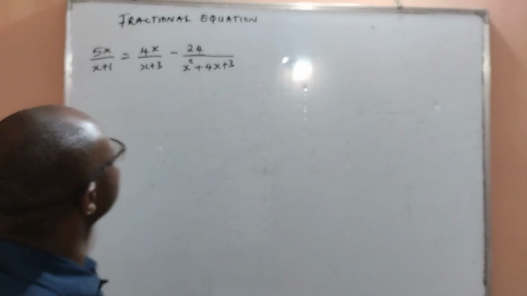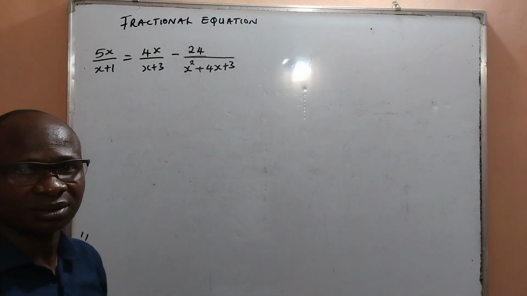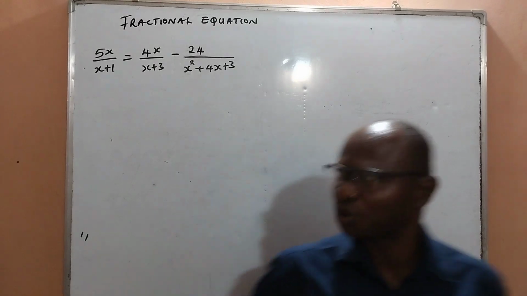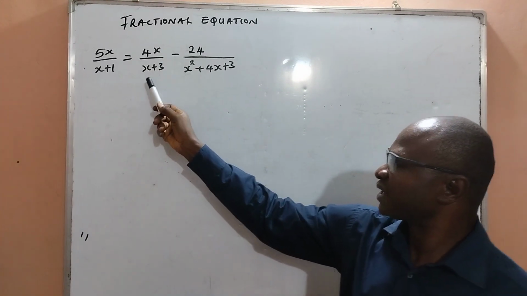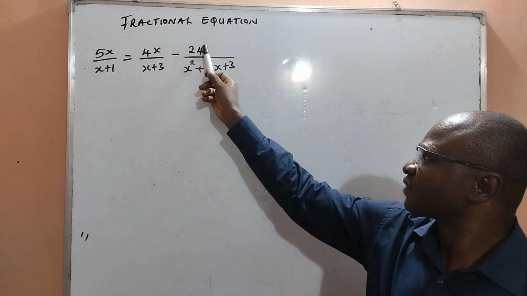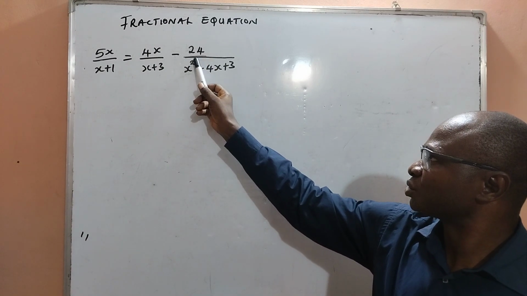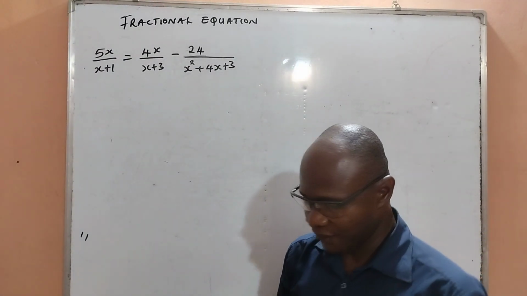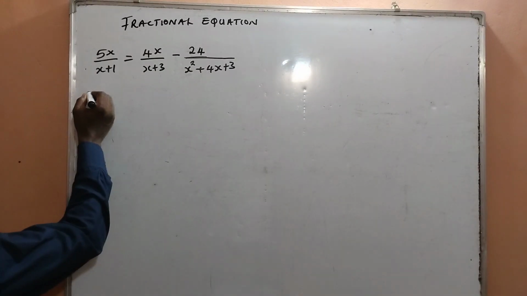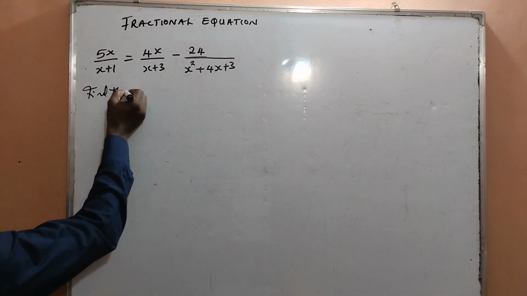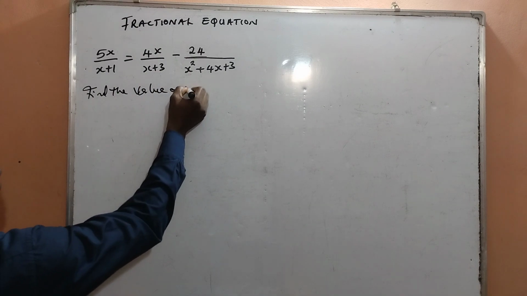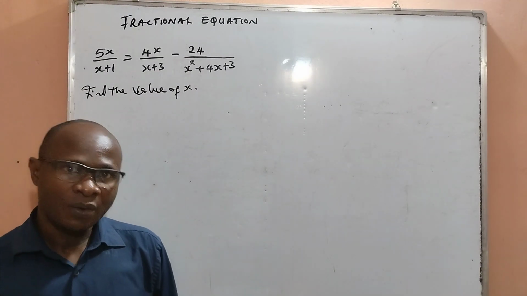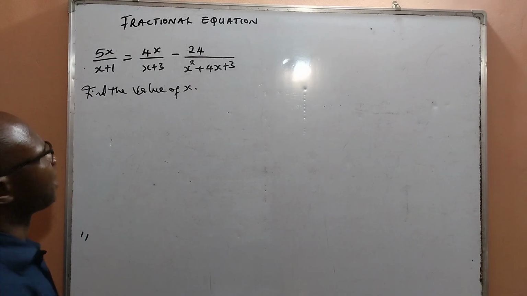Today's class, we want to take a fractional equation. It is given 5x all over x plus 1 is equal to 4x divided by x plus 3 minus 24 divided by x squared plus 4x plus 3. So we want to solve for the value of x. We want to find the value of x. Kindly watch to the end and be very attentive.